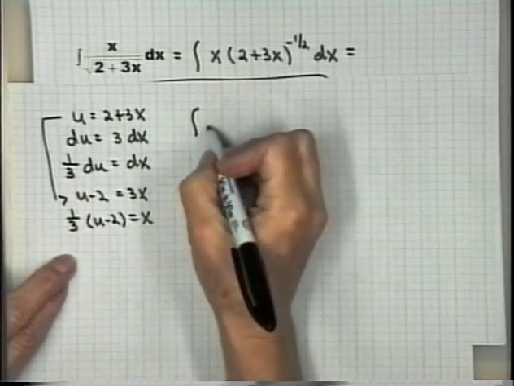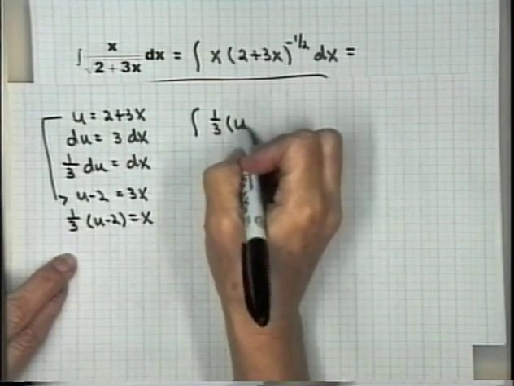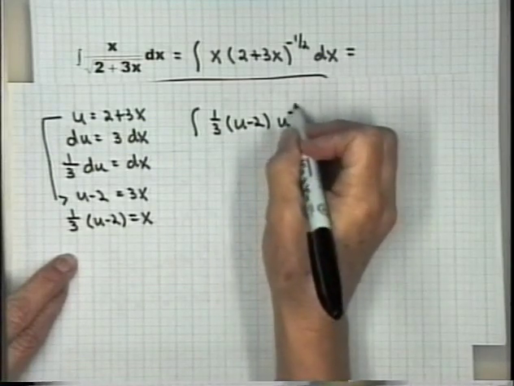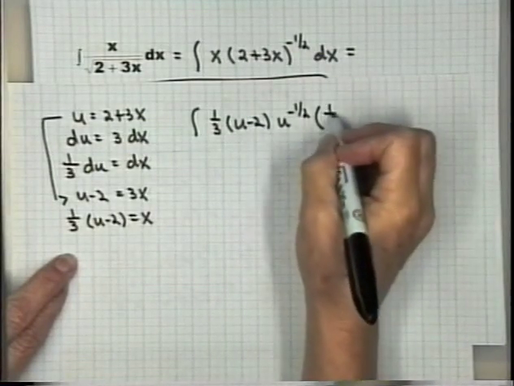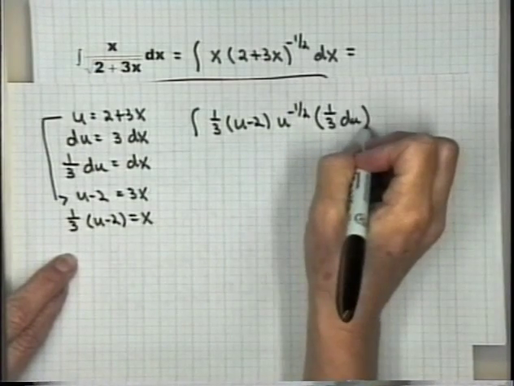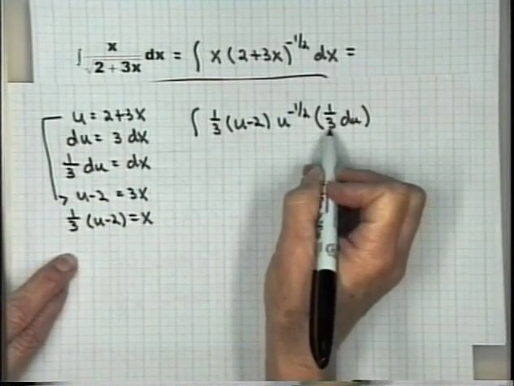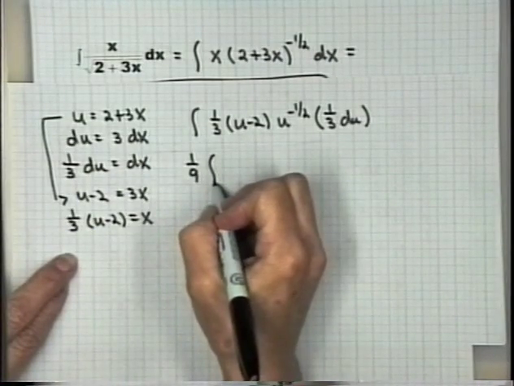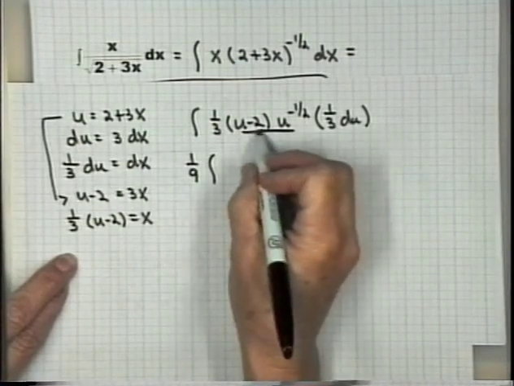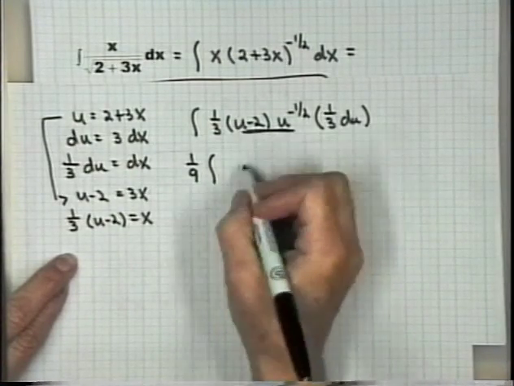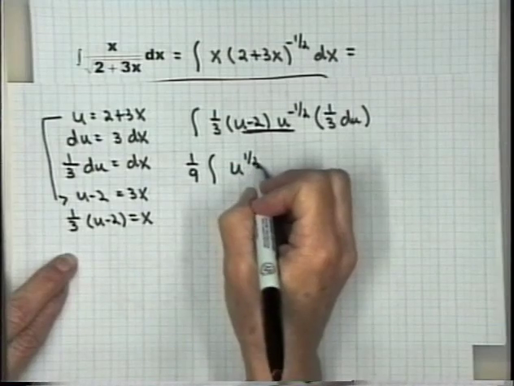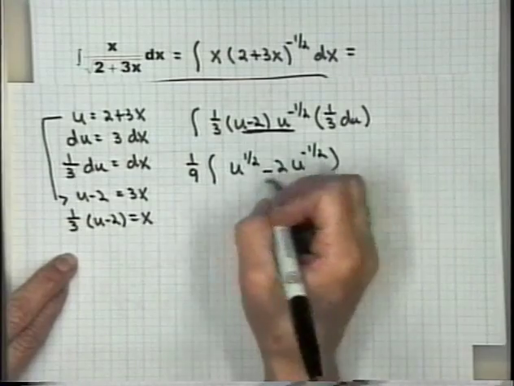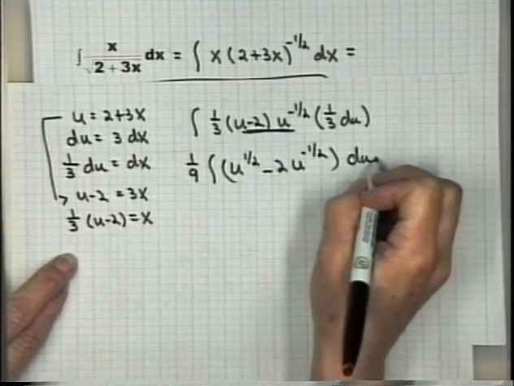In place of x, we're putting 1/3 times u minus 2. And then I have u to the negative 1/2. And in place of dx, I have 1/3 du. Now the constants, 1/3 here times 1/3 here, gives me 1/9, which I can place in front of the integral. And I can distribute to multiply this out. u times u to the negative 1/2 is u to the 1/2. And then I'll have minus 2u to the negative 1/2 du.